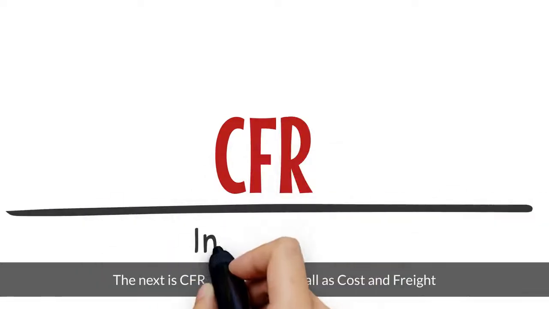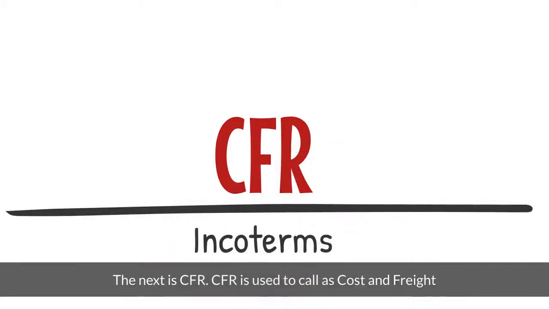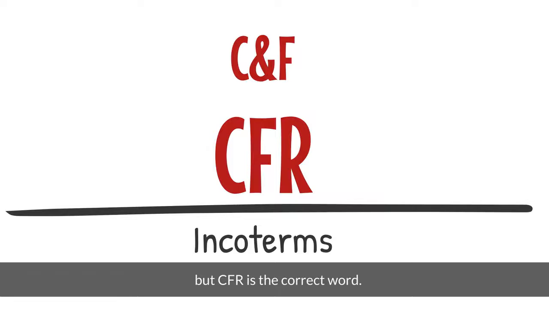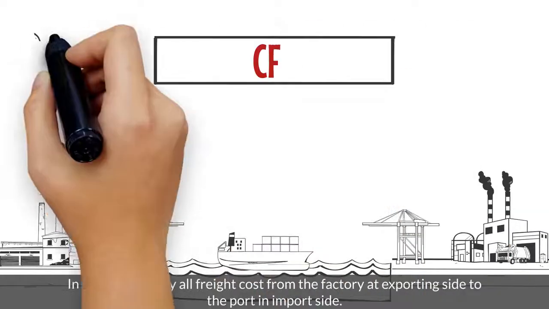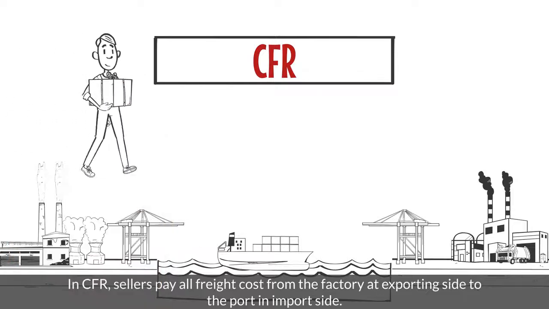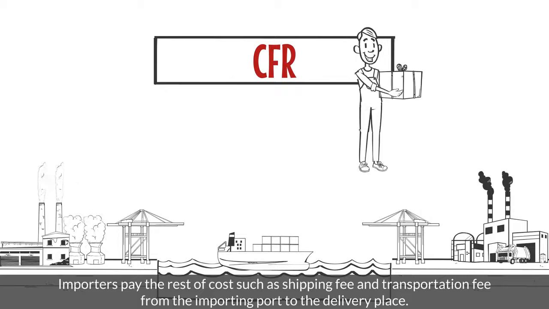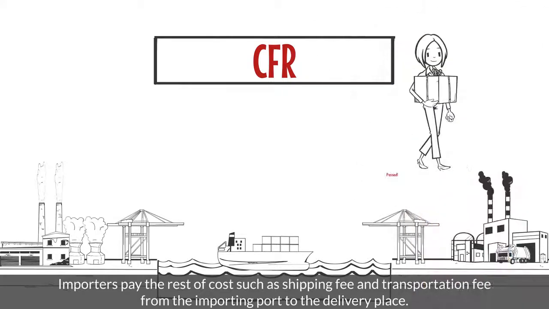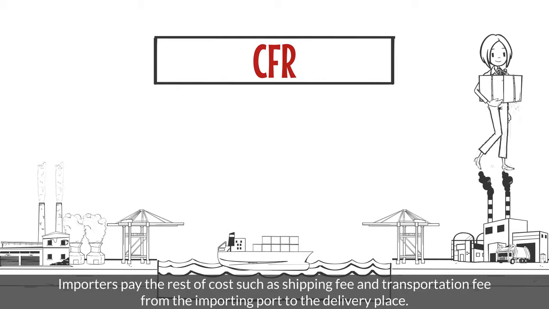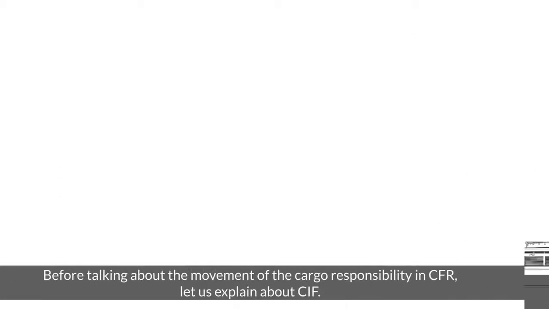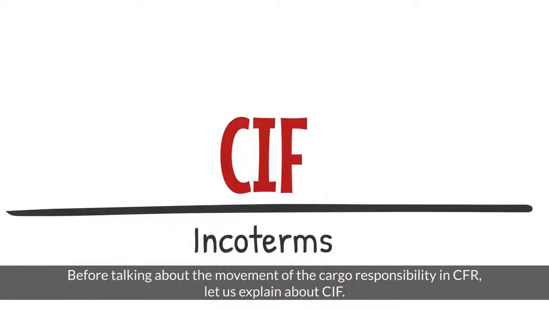The next is CFR. CFR is often called cost and freight, but CFR is the correct word. In CFR, sellers pay all freight cost from the factory at the exporting side to the port on the import side. Importers pay the rest of the cost, such as shipping fee and transportation fee from the importing port to the delivery place. Before talking about the movement of the cargo responsibility in CFR, let us explain about CIF.